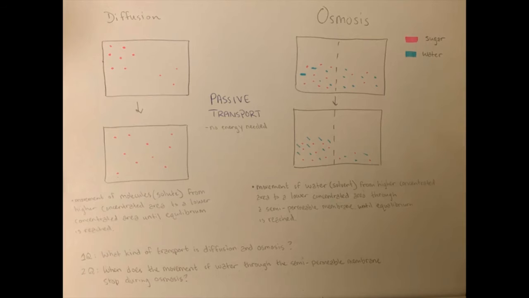If you look at the pictures on the left, the first one shows more sugar molecules on the left side than the right. In the bottom picture, the sugar molecules move from left to right until the molecules are balanced throughout the cell, known as the state of equilibrium.